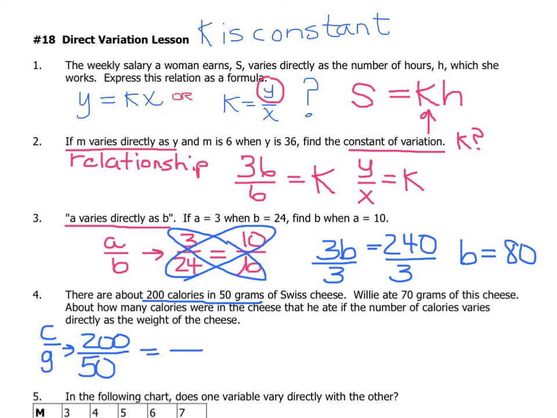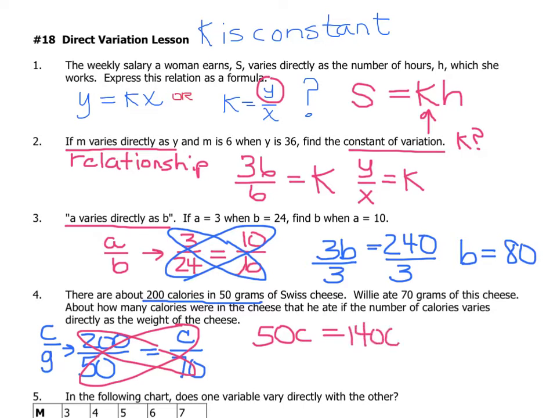So that's grams. We want to know how many calories. So you're going to do cross multiply. So that gives you 50C equals 14,000. And we're going to divide both sides by 50. It gives you 280. Okay? So there was a relationship happening, and we found it by doing proportions.